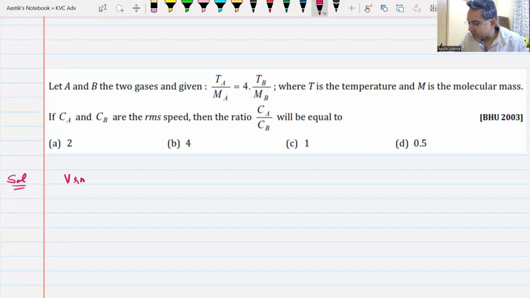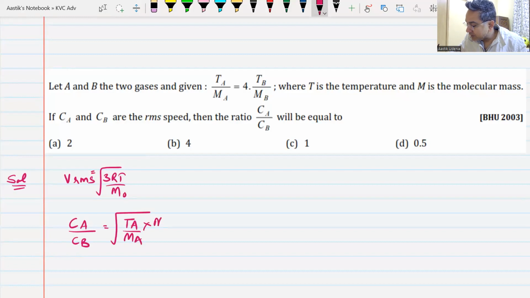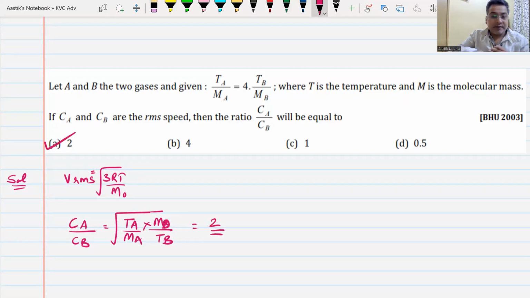Again, you must remember, you just have to apply the formula VRMS is equal to root of 3RT by M naught. So RMS speed of A divided by RMS speed of B will be equal to TA by MA multiplied by MB by TB. And you can see that it is coming as 4. Root of that will be 2. So the answer happens to be 2. Do we understand this? Yes or no? Yes, sir.